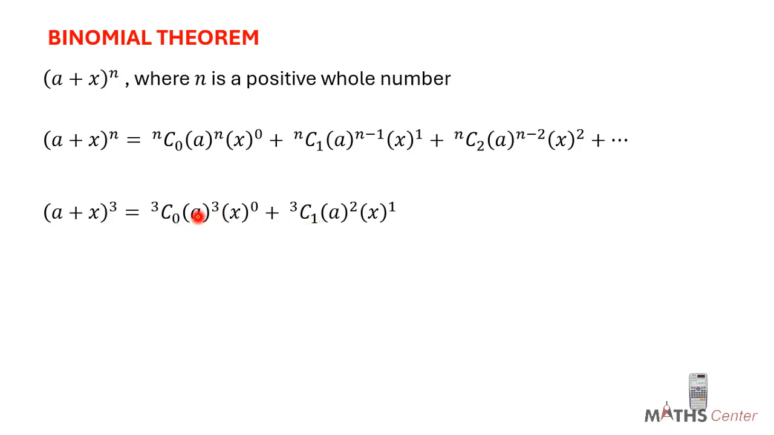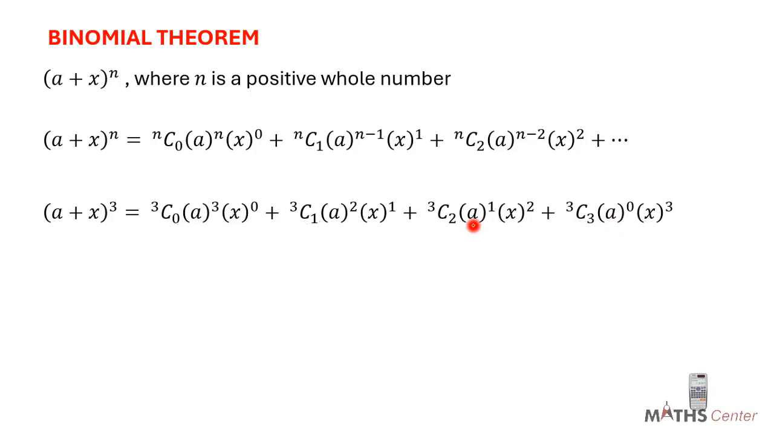Now the exponent on a will reduce by 1, just as we were doing when we were using the Pascal's triangle. So a exponent 3 will now become a exponent 2. Then the exponent on x will increase by 1. So x exponent 0 will become x exponent 1. Now the next term, which is the third term, will be 3 combination 2. The exponent on a will reduce by 1. So we are going to have a exponent 1. The exponent on x will increase by 1. So x exponent 2. Then the fourth term, which is the last term, will be 3 combination 3.